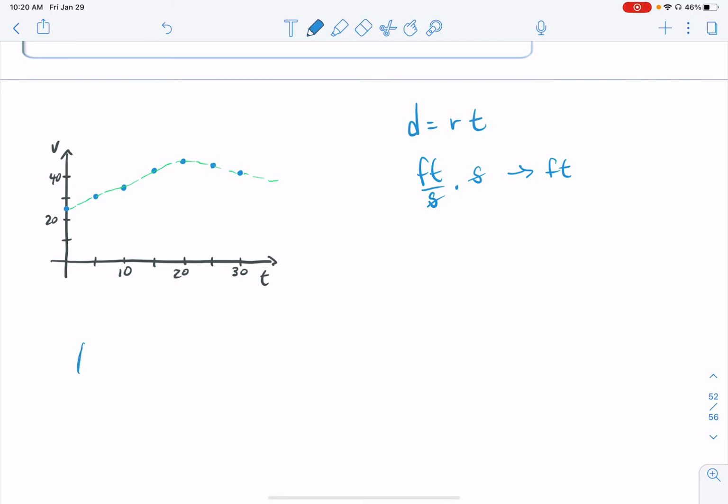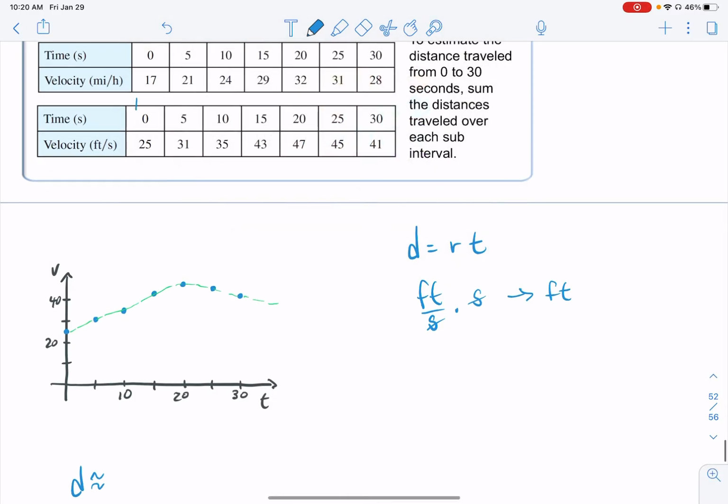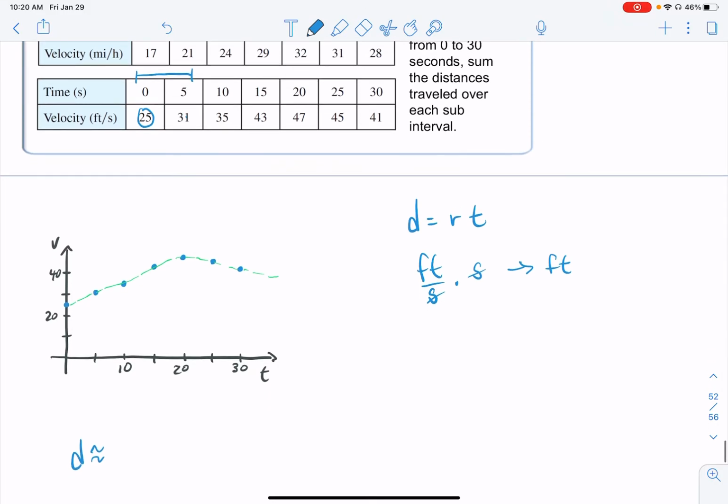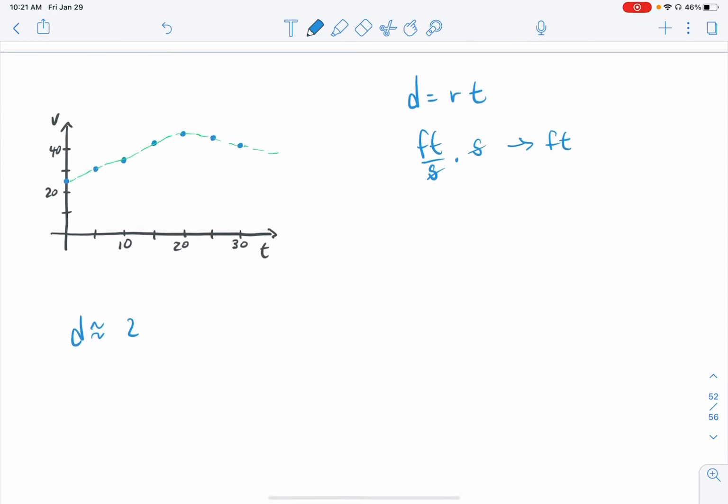I'm going to write d is approximately equal to, so I'm going to assume that over the course of this first 5 seconds, the car was going 25 feet per second, and it stayed at that speed until it reached 5, and then it jumped up to 31. Is it realistic? Probably not, but we'll just go with it for the purposes of this approximation. So for the first 5 seconds, that's going to be my time, the velocity of the car is 25 feet per second. So I would multiply my velocity, 25, times the time, 5 seconds.